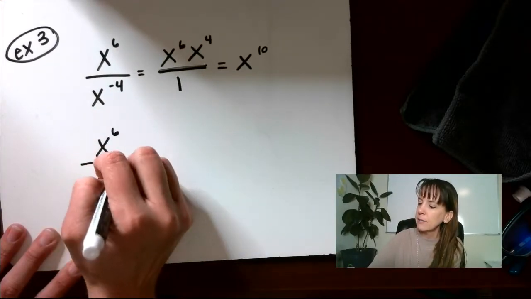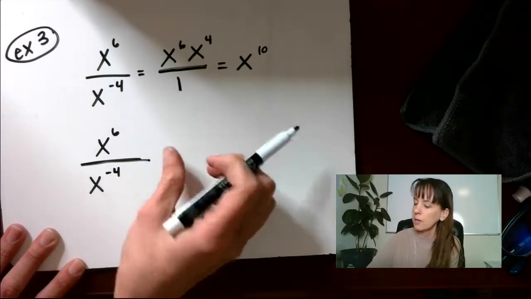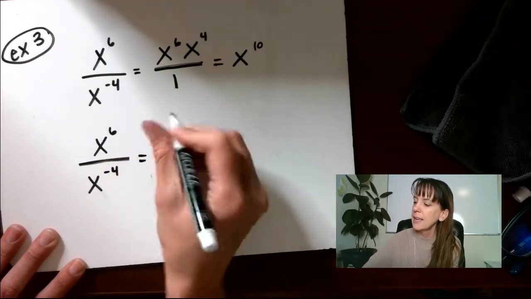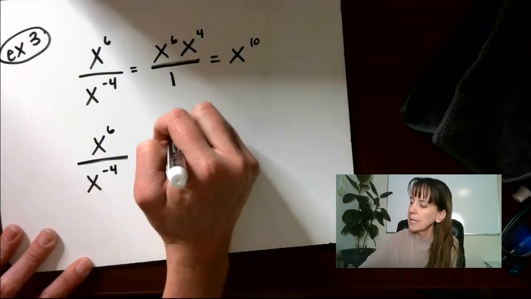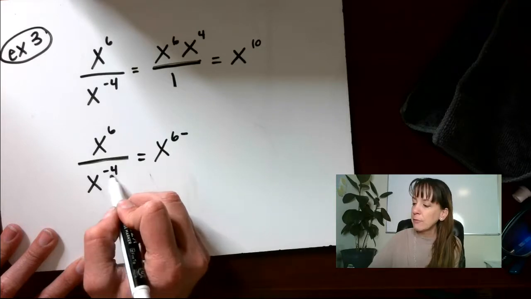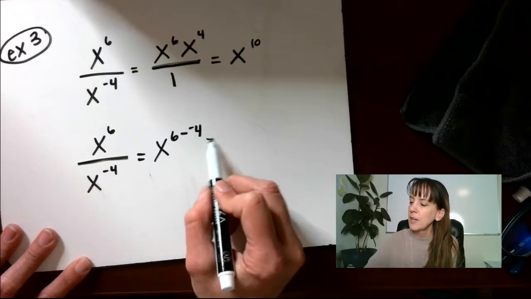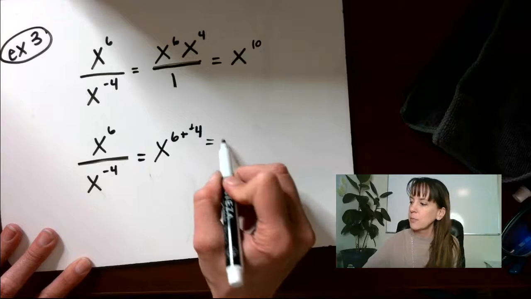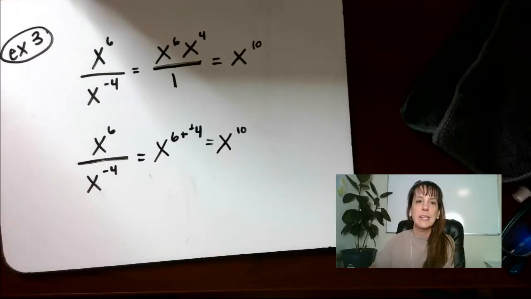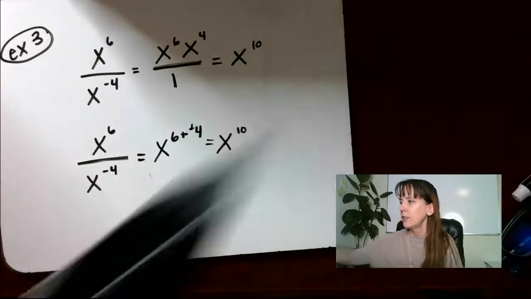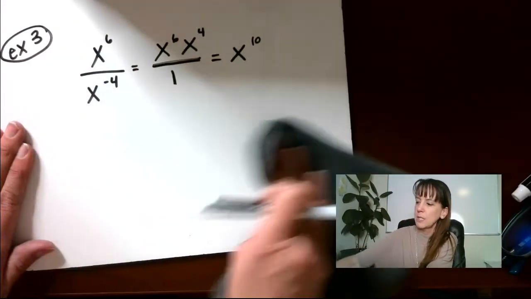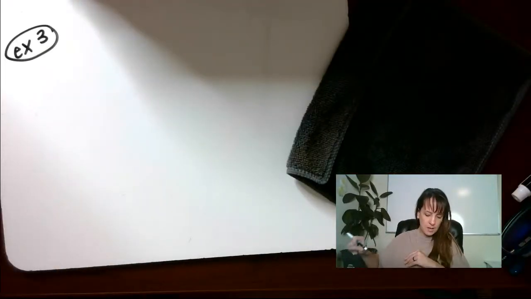Now, the other way of doing this is x to the 6th over x to the negative 4. Again, this acts as a giant subtraction bar. So what you can do is x to the 6th minus negative 4, right? Well, we add the opposite, so we end up with x to the 10. Either way will work. I tend to default to the first method, so when I'm working through these problems, you'll see me doing it that way, but either method works. That was example number 3. Example number 4.